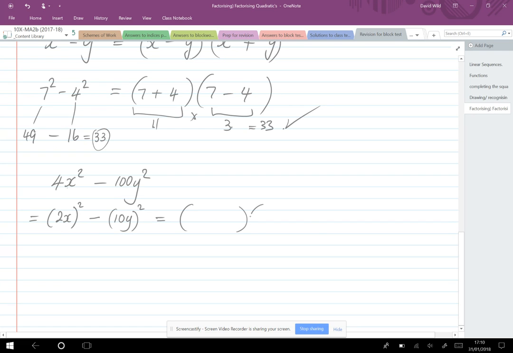The rest is easy. What we do is we take this, write it there and there. Then we take your 10y and we write that there and there. Plus and a minus.